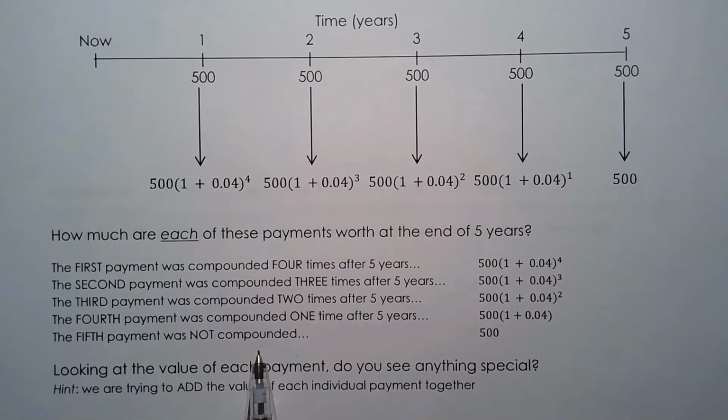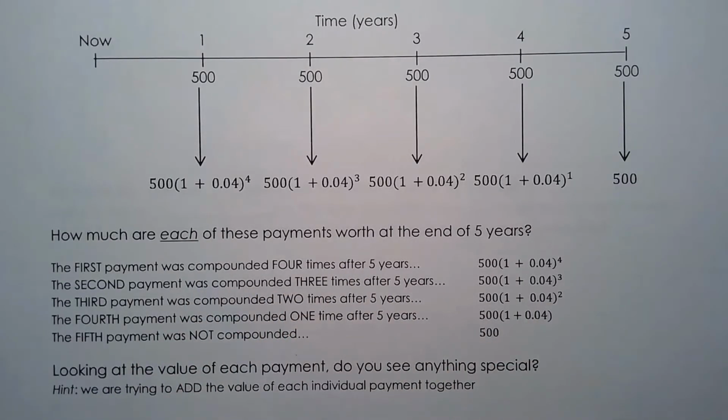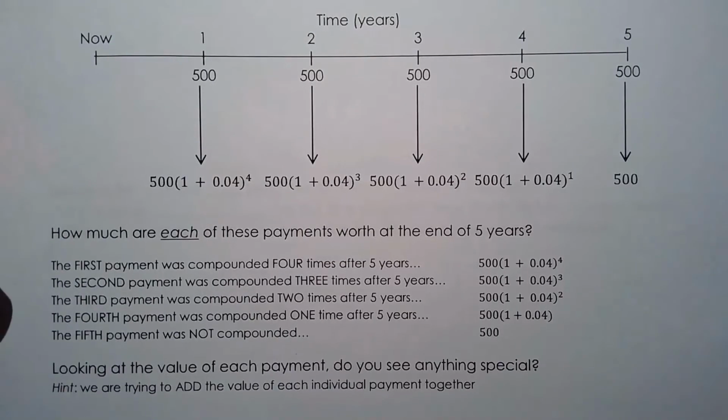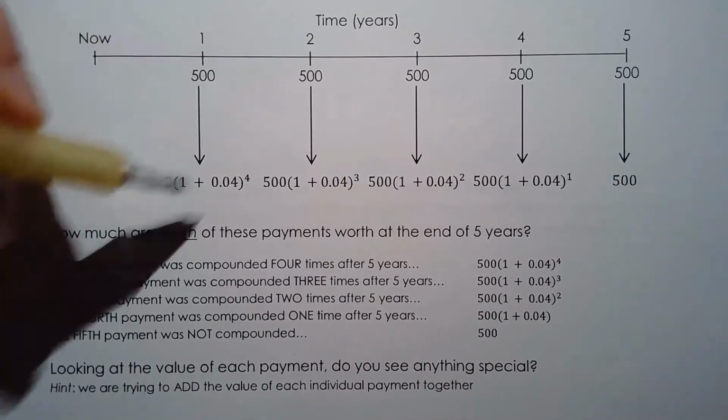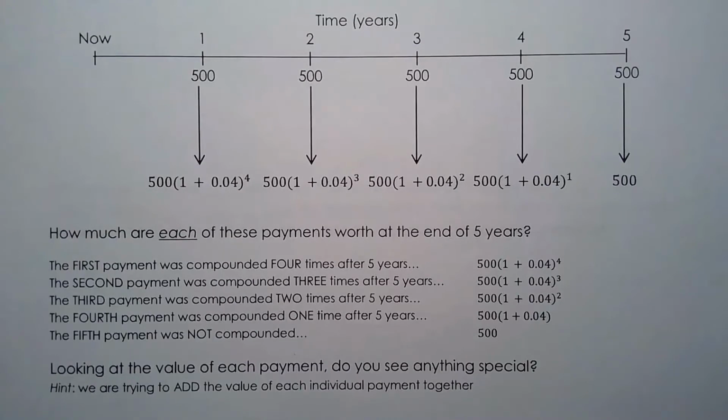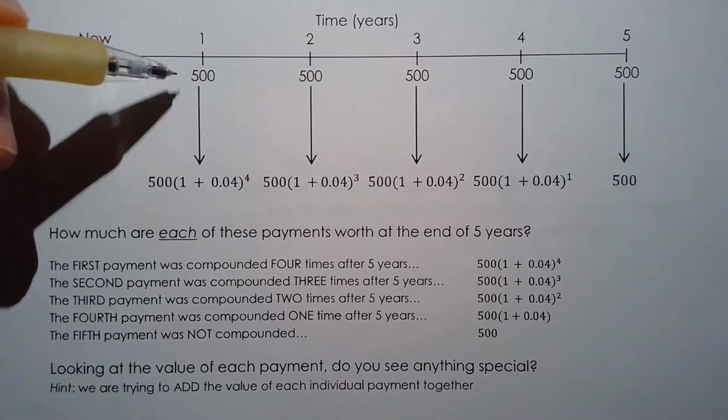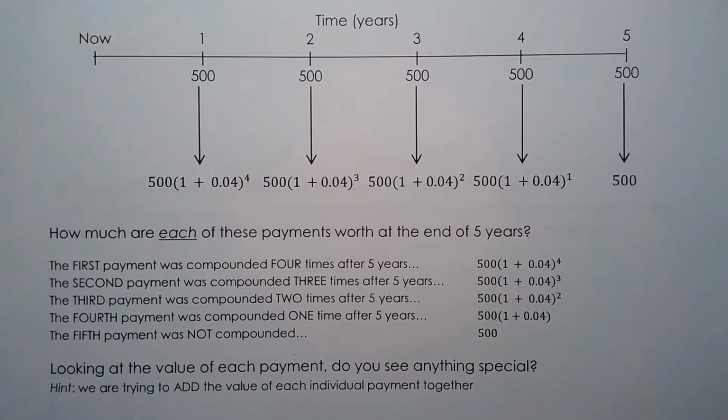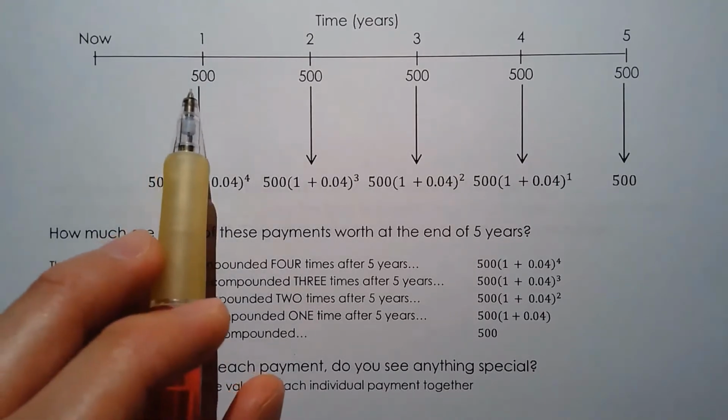So of the $500 he got from his parents, which one is worth the most? Hopefully, you can see that the first one is worth the most. The first $500 he got is worth the most because it was given the most amount of time to grow. So that first $500 is worth the most after 5 years.